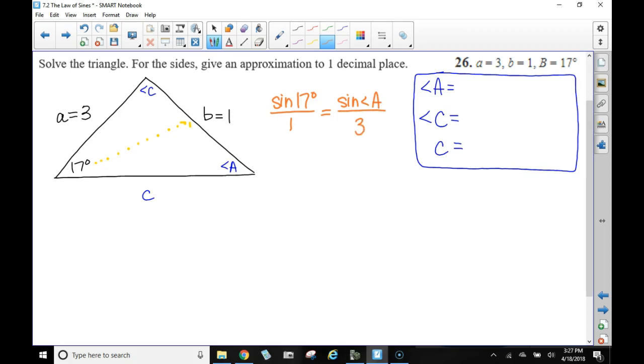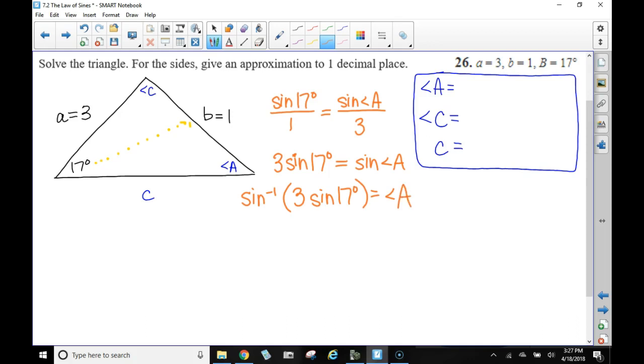Okay, now multiply both sides by 3, so I have 3 times the sine of 17 degrees divided by 1, I don't really need to write that, is equal to the sine of angle A. Now we're going to solve for angle A by taking inverse sine of both sides. So inverse sine of 3 times the sine of 17 degrees is equal to angle A.